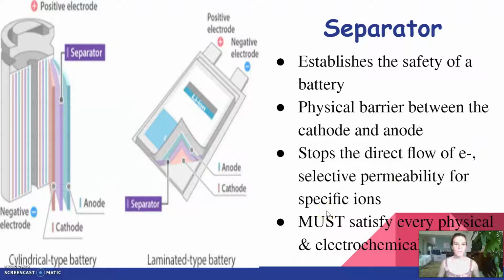The separator establishes the safety of the battery. It is a physical barrier between the cathode and the anode, as shown here. It stops the direct flow of electrons, and it has selective permeability for the specific ions. In order for a separator to have its abilities, it must satisfy every physical and electrochemical condition.